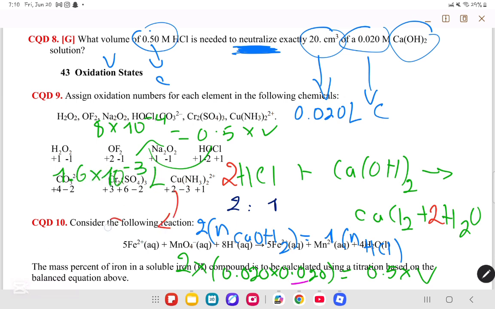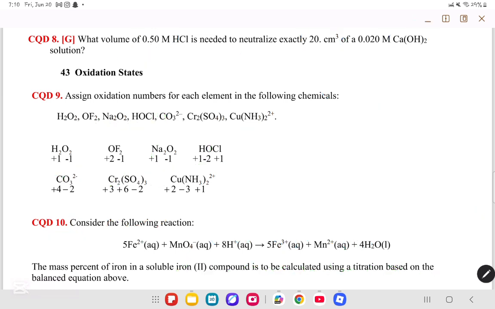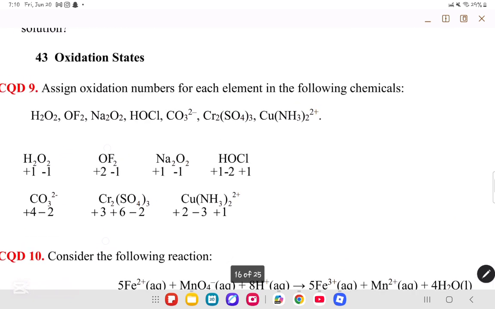If they want it in centimeter cubed, you will multiply by 1,000 to get an answer of 1.6 centimeter cubed. So that is it for CQD number 8. We'll move on to CQD number 9. It seems like they solved it for us.